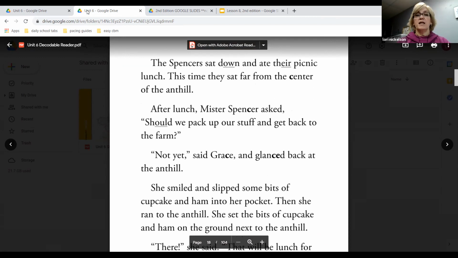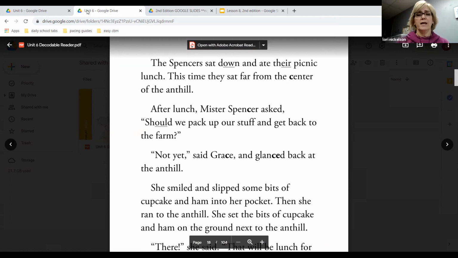The Spencers sat down and ate their picnic lunch. This time they sat far from the center of the ant hill. After lunch, Mr. Spencer asked, "Should we pack up our stuff and get back to the farm?" "Not yet," said Grace, and glanced back at the ant hill. She smiled and slipped some bits of cupcake and ham into her pocket.